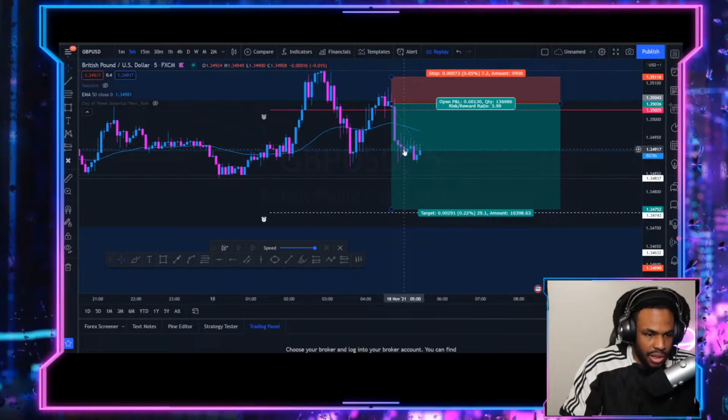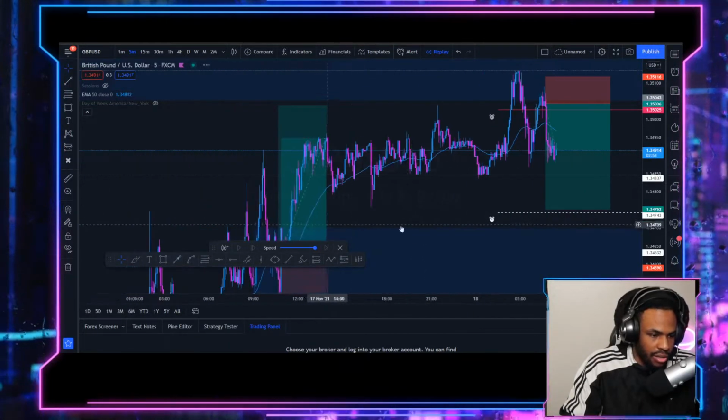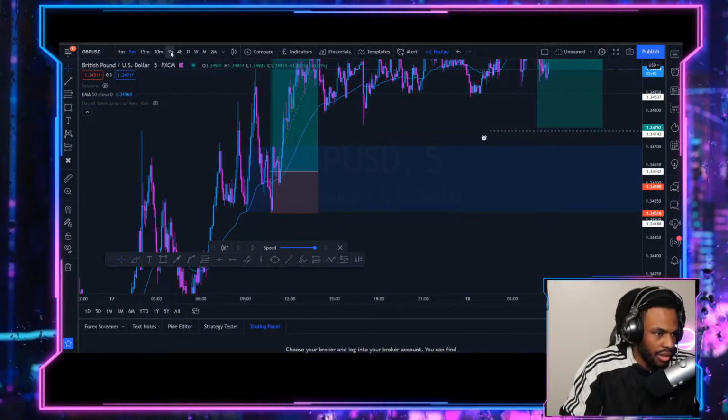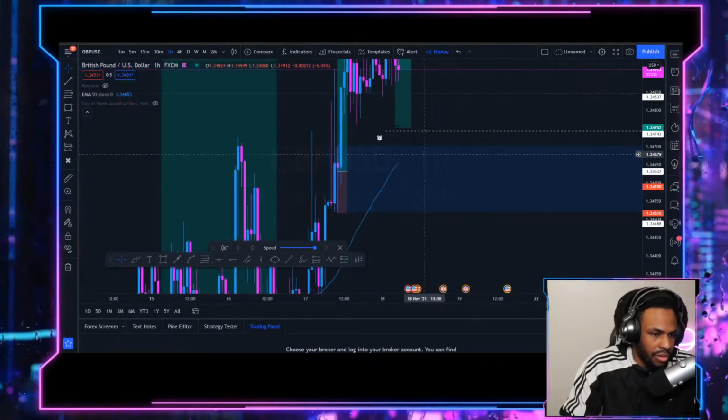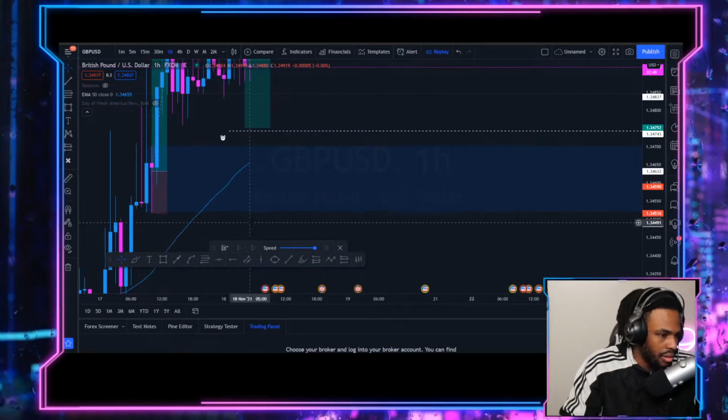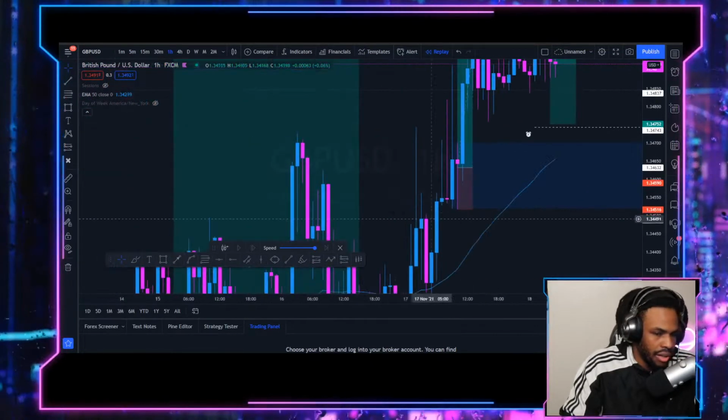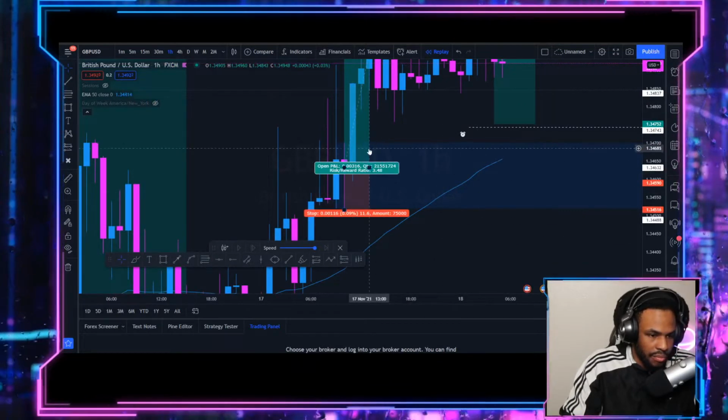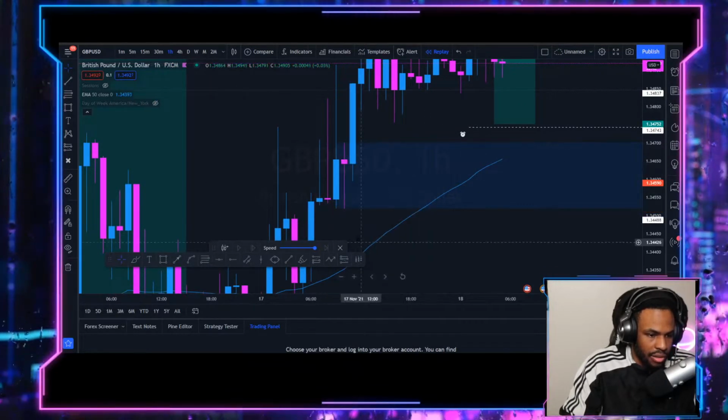So stop loss set there, and I'm targeting this other zone. I have a bullish order block here. I think it's on a 1-hour, 4-hour maybe. Let's see. All right, this one's a little harder to see. I'm gonna hide this.